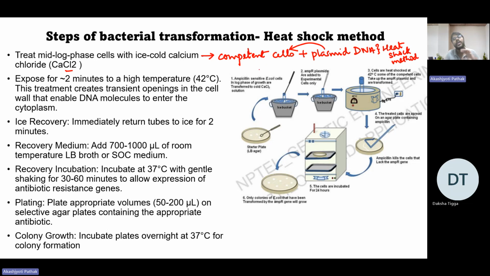First we take the competent cells. Around 100 microliter of the competent cells are taken, and around 100 nanogram of plasmid DNA is added to the competent cells, and it is incubated on ice for around 15 to 20 minutes, and then a heat shock is given.